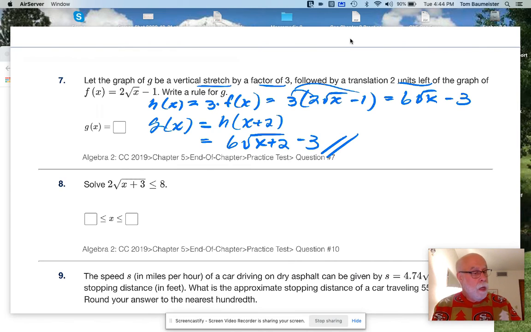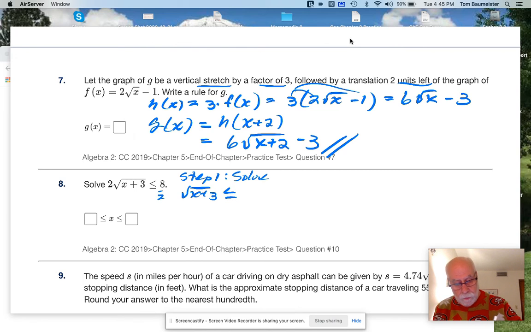All right? Okay, the next one is solve 2 square root of x plus 3 is less than or equal to 8. So remember, on this one here, I had you do steps. So step 1, I want you to solve. So we would have x plus 3 is less than or equal to, again, we're going to divide by 2 on both sides. So we'll get is less than or equal to 4. Now, how do I get rid of a square root? I will square both sides.